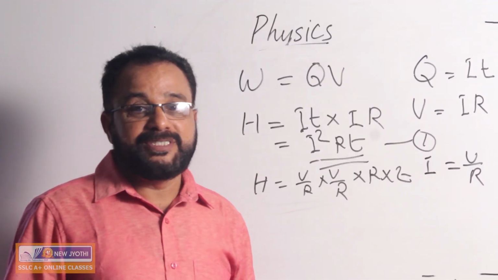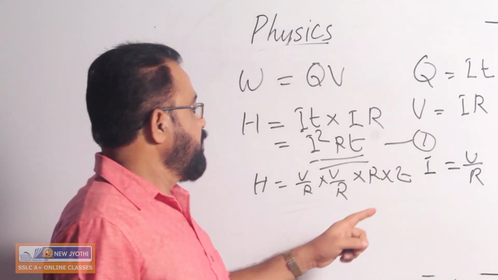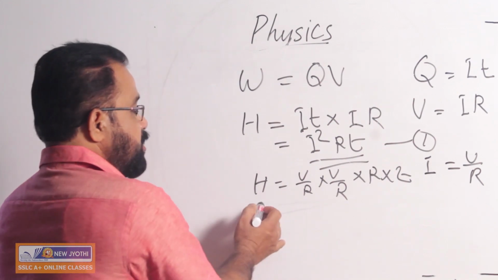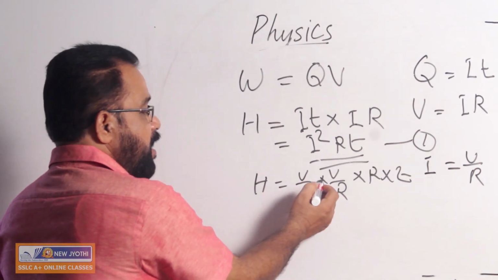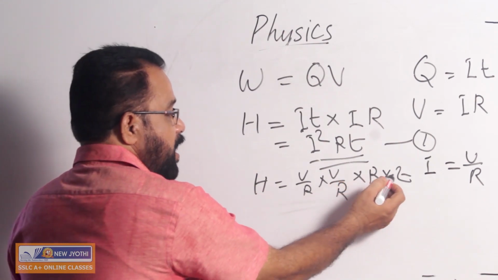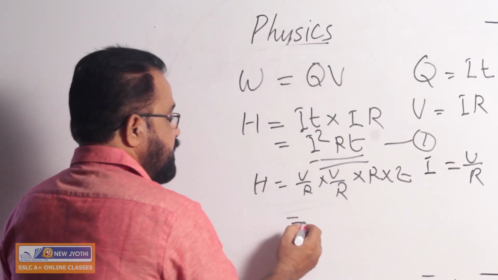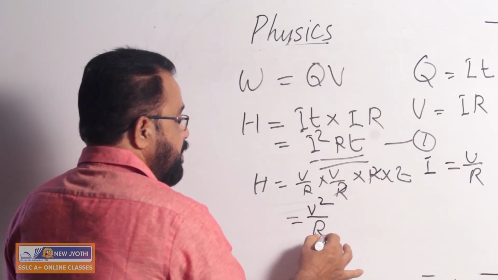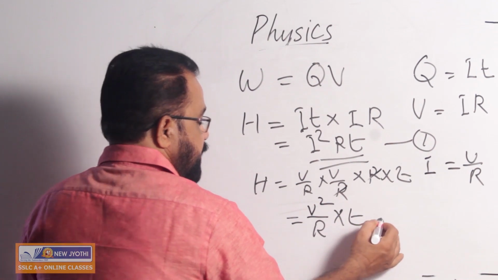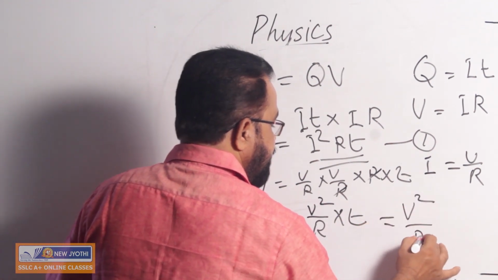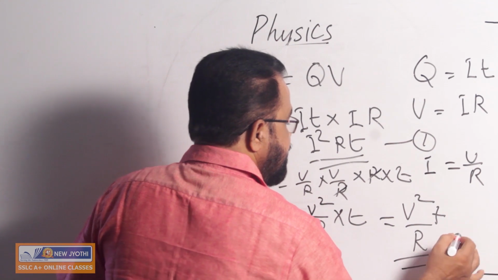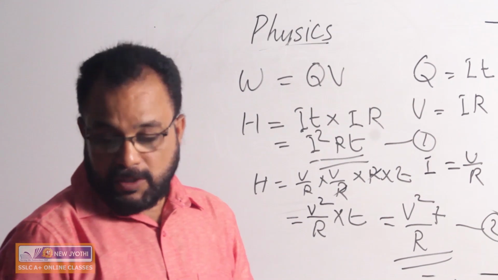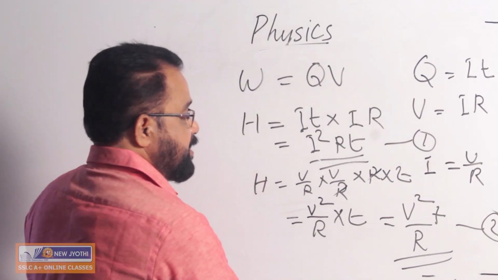So from standard 9 we have studied Ohm's law. We can substitute the value of I is equal to V by R. So H is equal to I square, that is V by R into V by R into R into T. This R and R cancel, so V square by R into T. So you can write V square by R into T. This is the second equation for heat. So we have studied two equations.